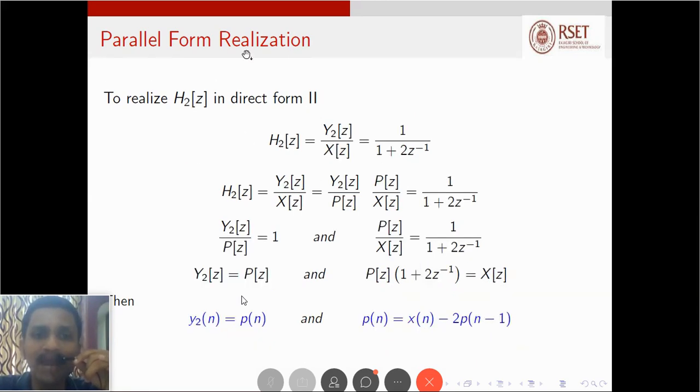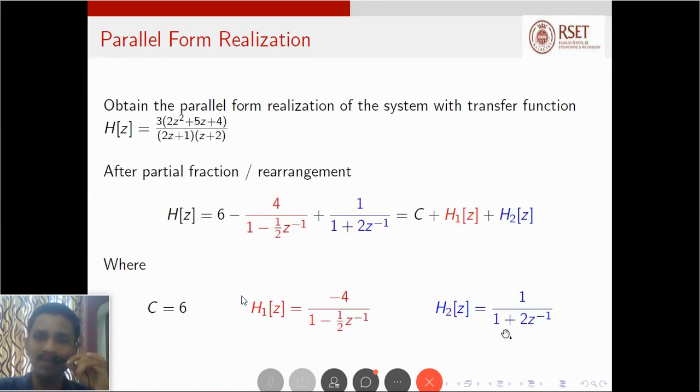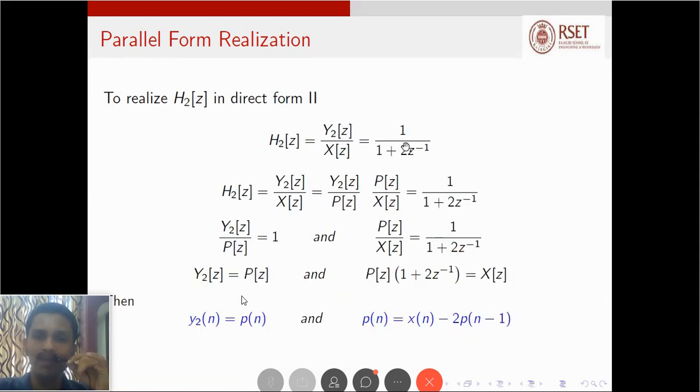Similarly, the direct form 2 realization of H2 of Z. Here H2 of Z is equal to Y2 of Z by X of Z, which is equal to 1 divided by 1 plus 2 Z inverse, where H2 of Z is equal to Y2 of Z by P of Z into P of Z by X of Z. That is equal to 1 divided by 1 plus 2 Z inverse.